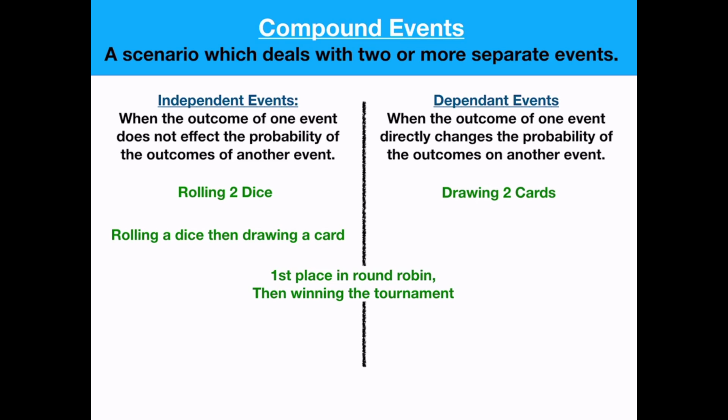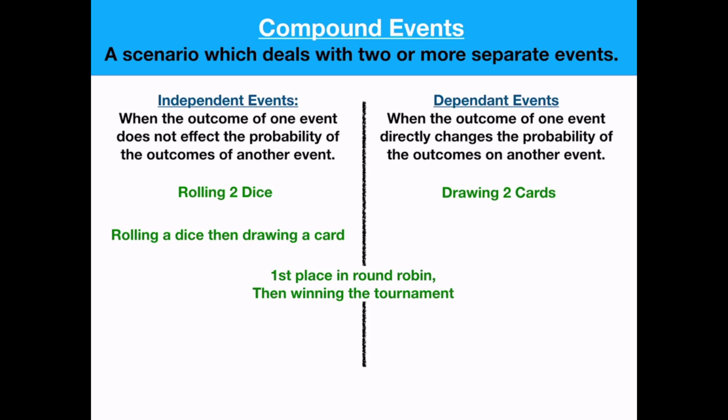Whereas drawing 2 cards, after I've drawn the first card or dealt the first card, there's now less cards in the deck. So the probabilities have changed based on which card came out. So if I want to draw an ace on that second card, well, that probability is going to be dependent on if I drew an ace the first card or not, right? Are there 3 aces in the deck or are there 4 aces in the deck now?